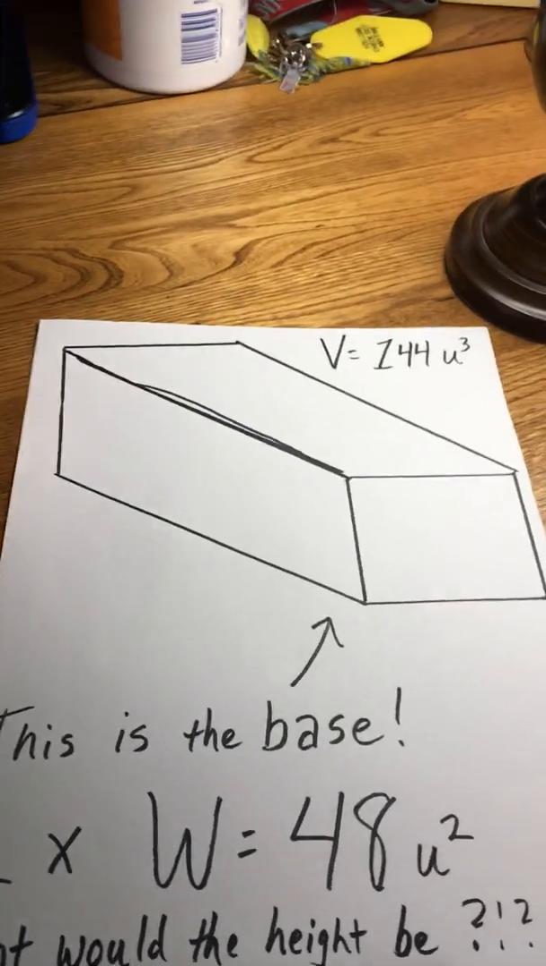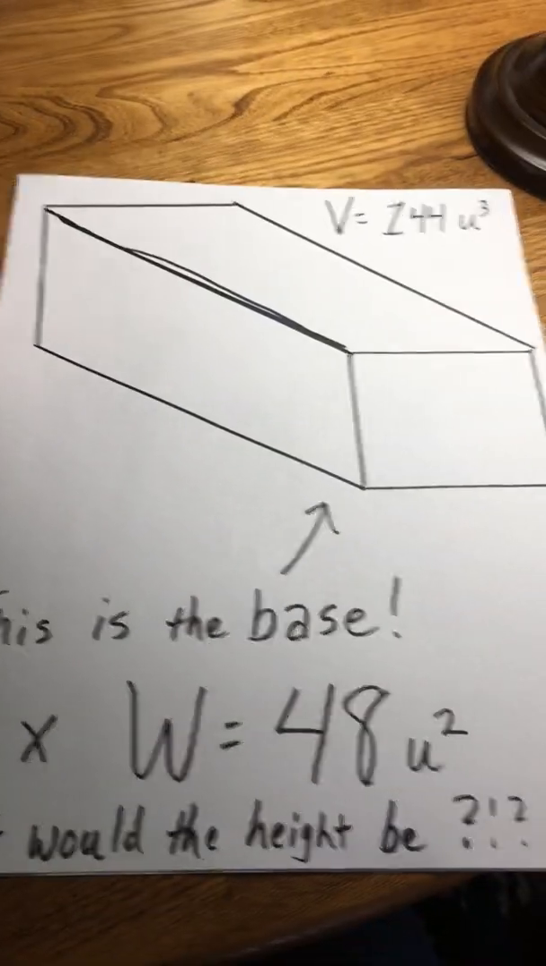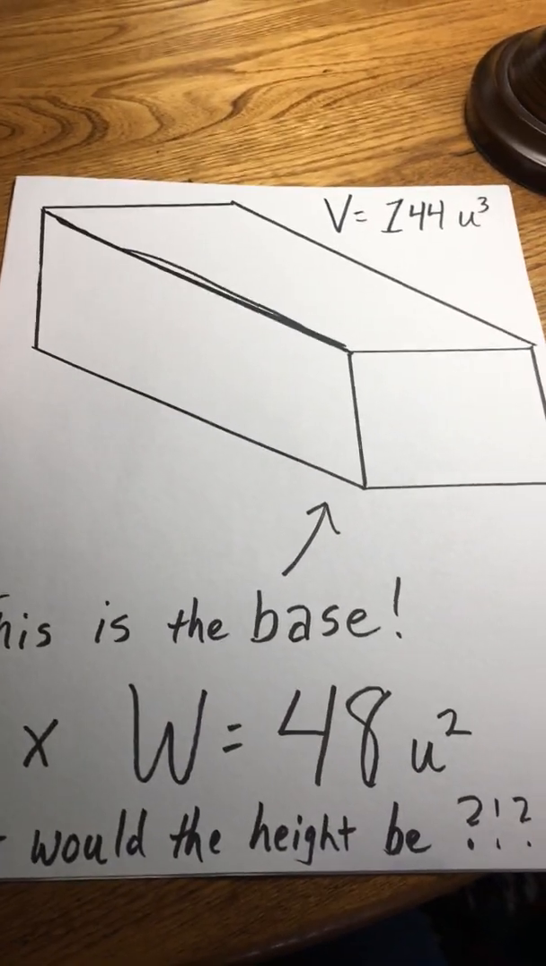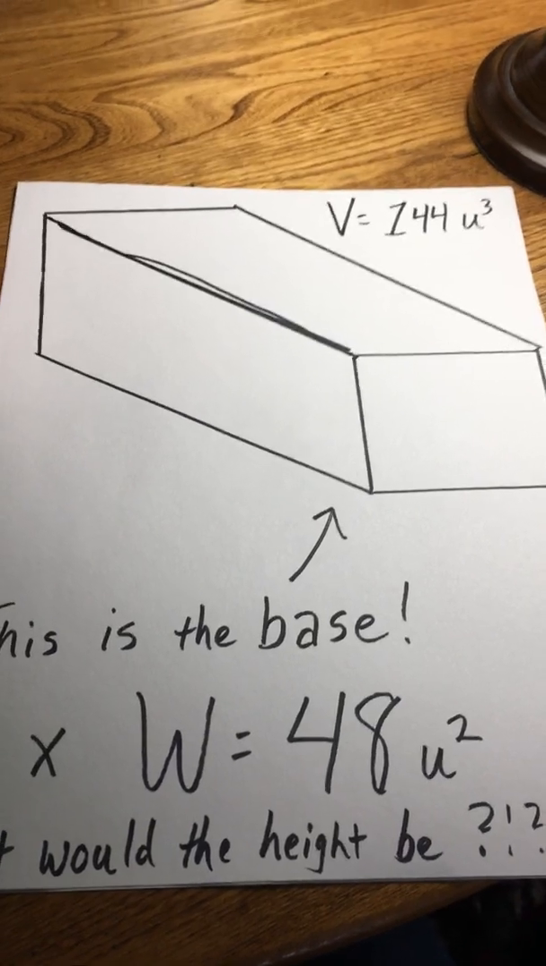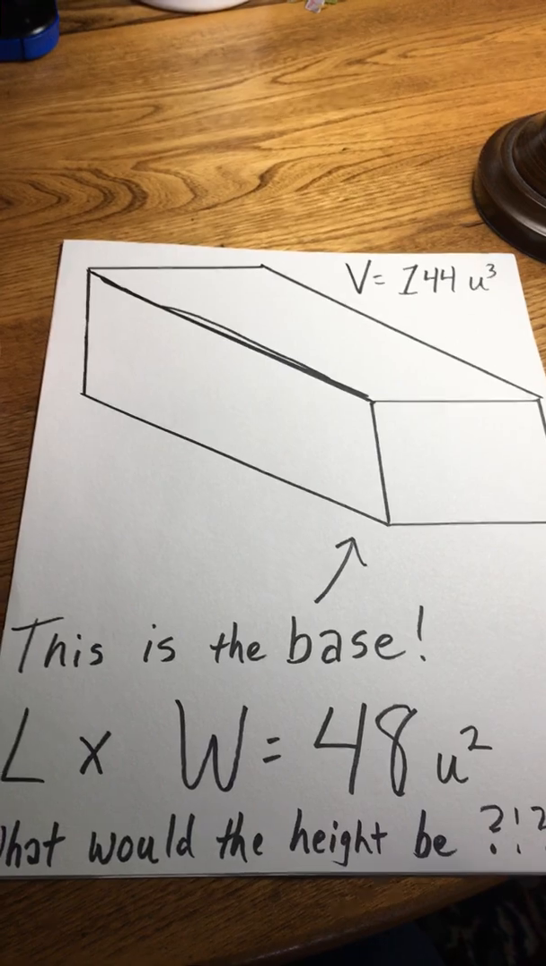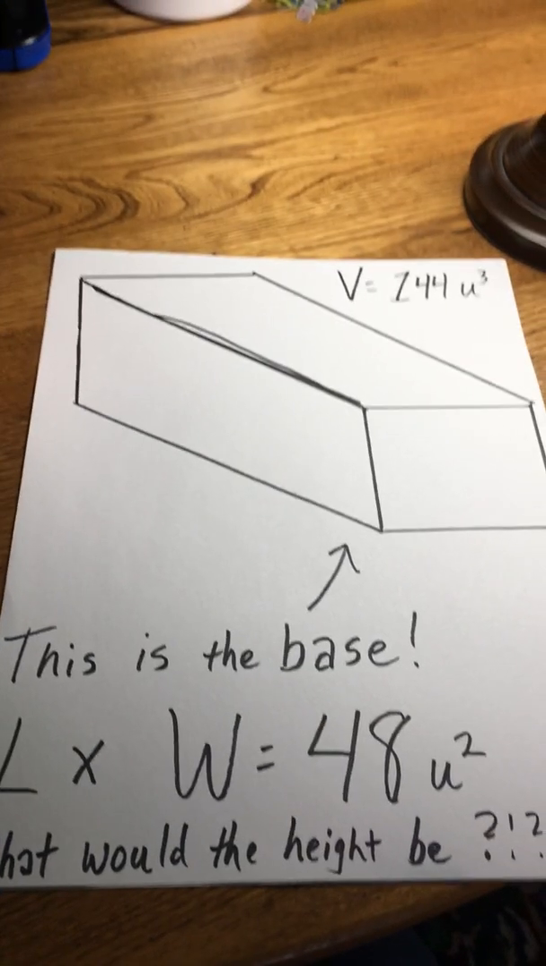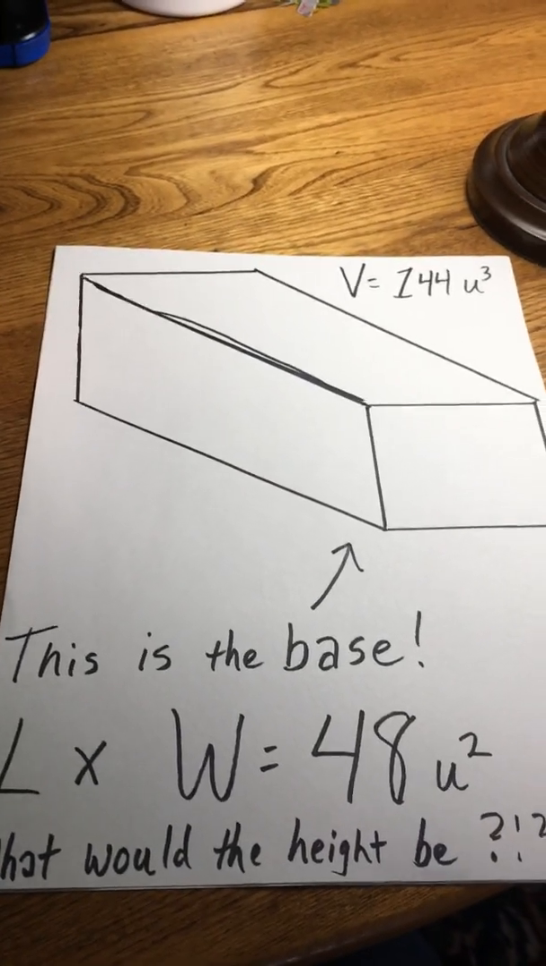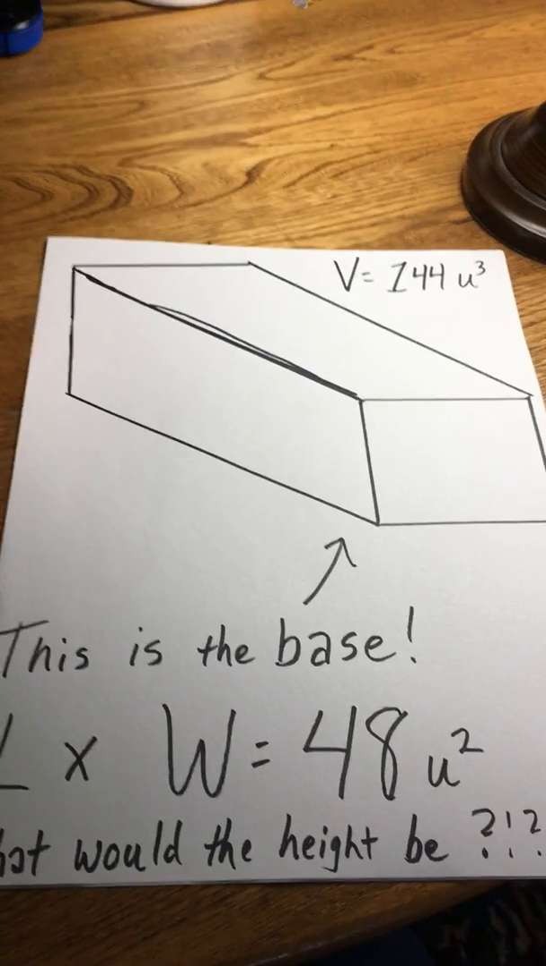Well, in a rectangular prism like this one, the bottom is the base. And just like we looked at before, if you multiply the length times the width, those are the 2 dimensions that make up the base. So in that particular problem, the length times the width makes 48 cubic units.